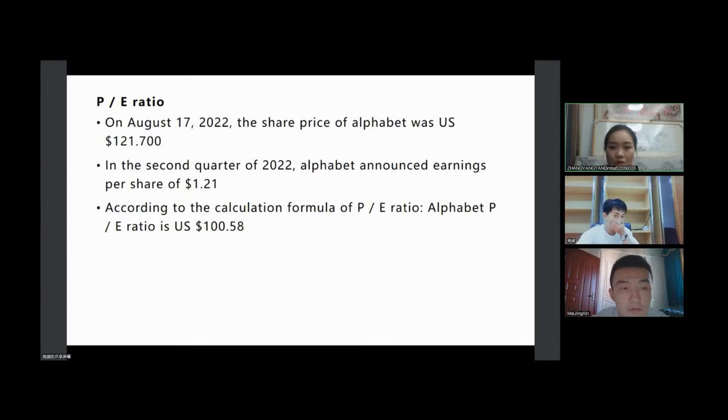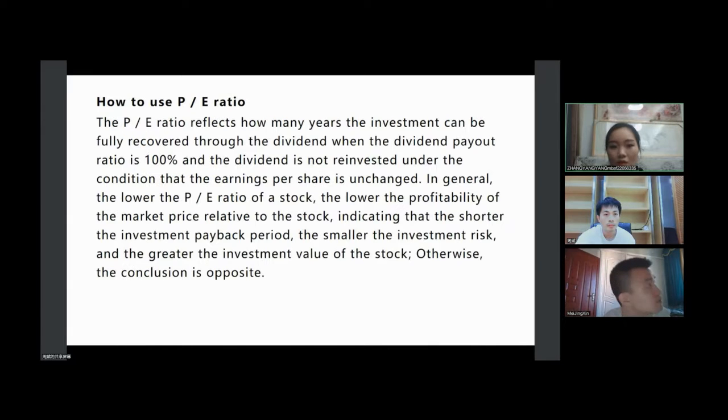P/E ratio. On August 17, 2022, the share price of Alphabet was 121.7 US dollars. In the second quarter of 2022, Alphabet announced earnings per share of 1.21 US dollars. According to the calculation formula of the P/E ratio, Alphabet's P/E ratio is 100.58. How to use the P/E ratio?